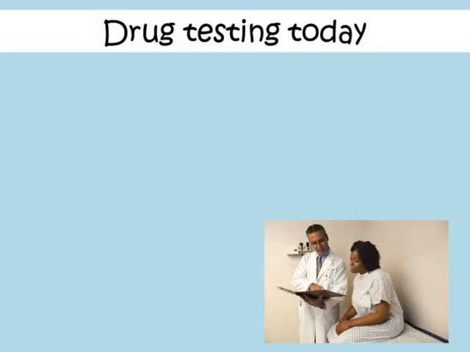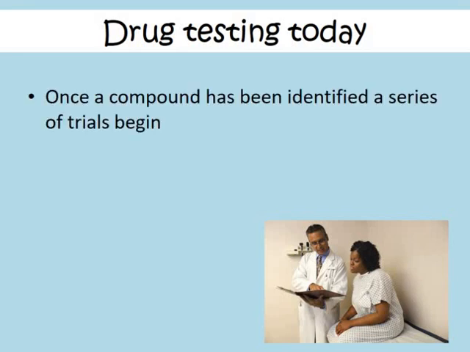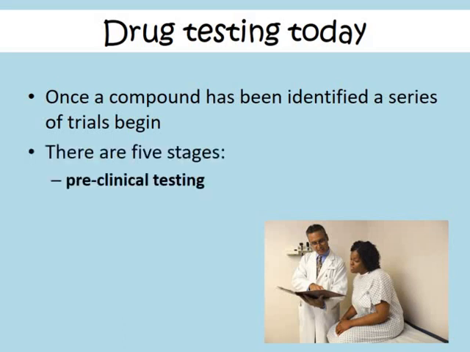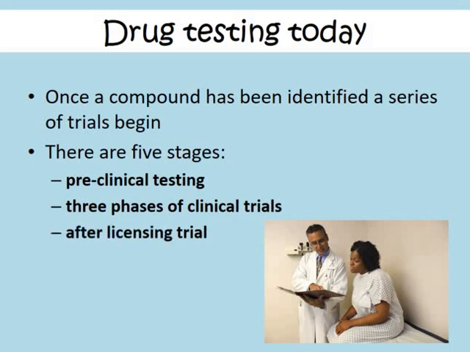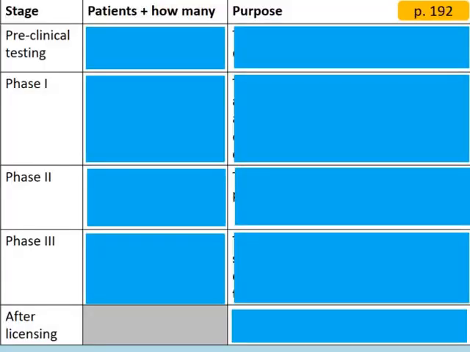So we can improve drug testing today to make it safer and more effective. And this all starts when you give a compound and you identify it as medically useful, and then you would start your series of trials. There are 5 different stages that we'd look through, from preclinical testing, and then we have clinical trials with 3 different phases. We have an after-licensing trial, and finally we can talk about the different reasons why we do this.